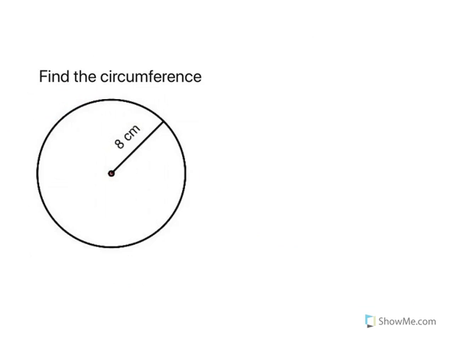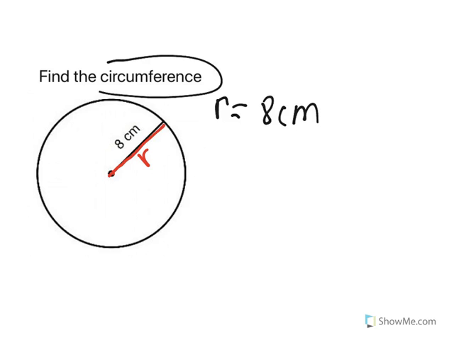Now, let's see another example. Here we go. Find the circumference again. But now I don't have that straight line that goes through the center and slices the circle into equal parts. But we have that short line that goes from the center to any point. And if you remember, that's what we call our radius. So I know my radius here is equal to 8 centimeters. So, okay, once again, I'm looking for circumference.